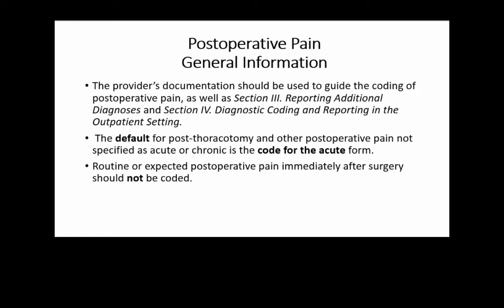The default for post-thoracotomy and other post-op pain not identified as acute or chronic is to use the acute form of pain, not the chronic form of pain. Routine or expected post-op pain immediately after surgery should not be coded.